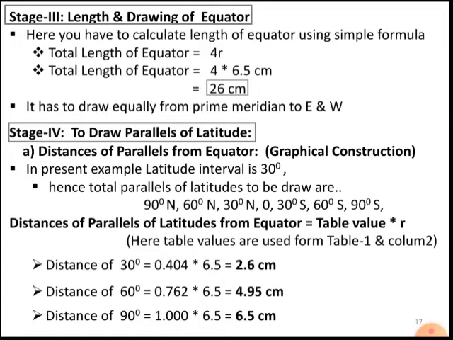Second is the distance of the 60-degree latitude from the equator. So what is the value? 0.762 multiplied by 6.5, the answer is 4.95. This is the distance from the equator of latitude 60. In the same way, for the distance of 90 degrees, the table value is 1, and multiplied by 6.5, which is the radius of our circle, the answer is 6.5, the same. So in this way you have to find out the distances of the respective or expected latitudes from the equator.